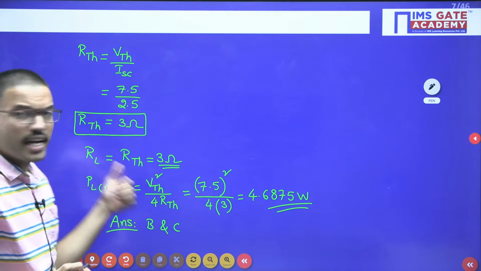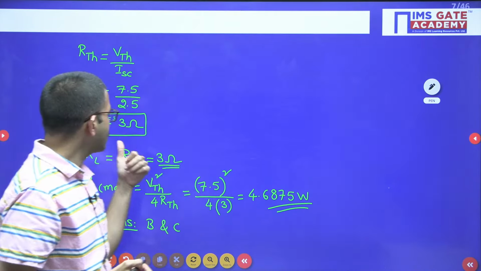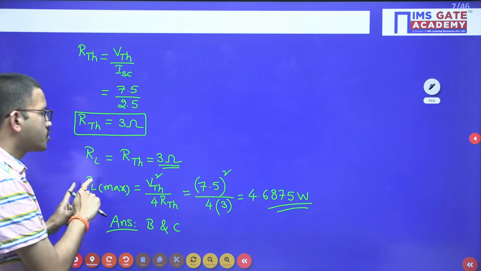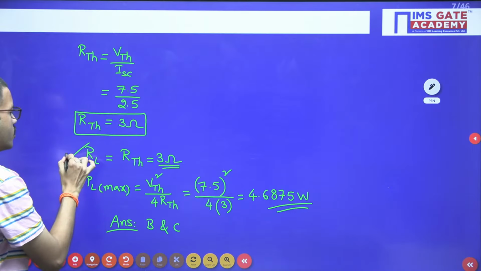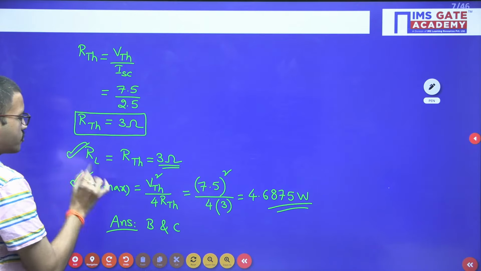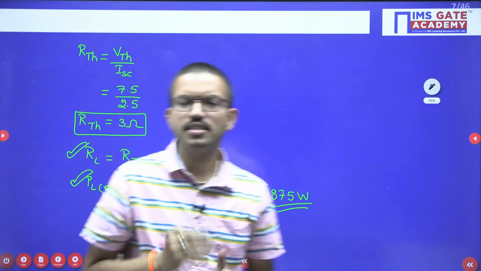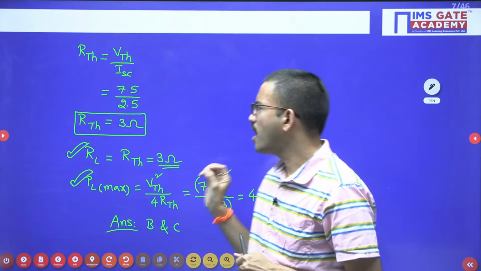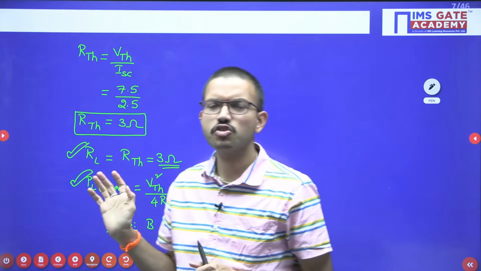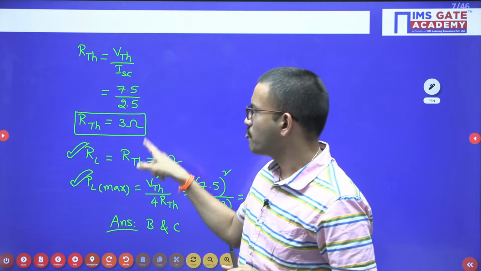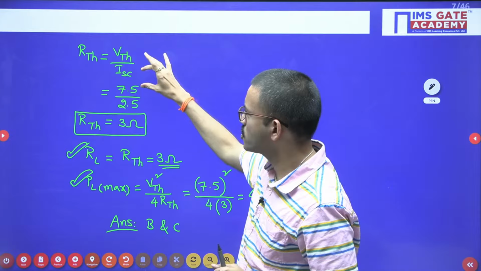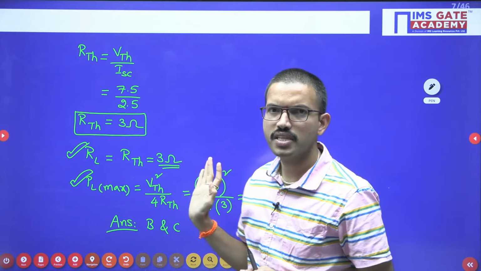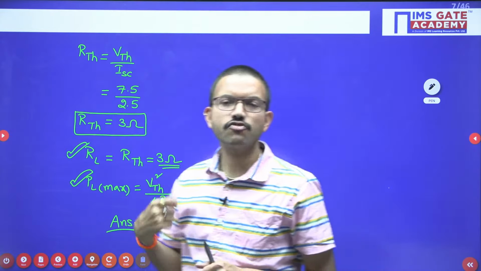Okay, since we already calculated V_TH value, and since V_TH and R_TH both are there, I calculated both the parameters. So regarding R_L we got it, and similarly regarding P_L max we got it. But sometimes, in some questions in the GATE exam, they will ask only the R_L value. So that time you can use the method we have just discussed: first you calculate V_TH, then the short circuit current, after that you take the ratio. That is one method. Now I will discuss one more method.